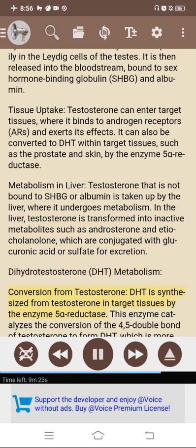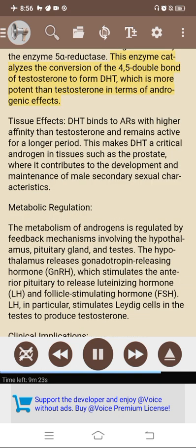Dihydrotestosterone (DHT) metabolism. Conversion from testosterone. DHT is synthesized from testosterone in target tissues by the enzyme 5-alpha reductase. This enzyme catalyzes the reduction of the 4,5 double bond of testosterone to form DHT, which is more potent than testosterone in terms of androgenic effects.